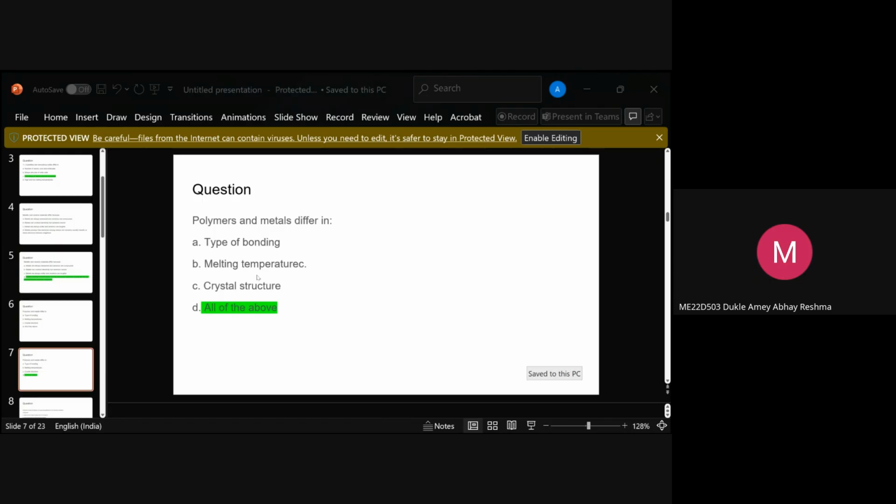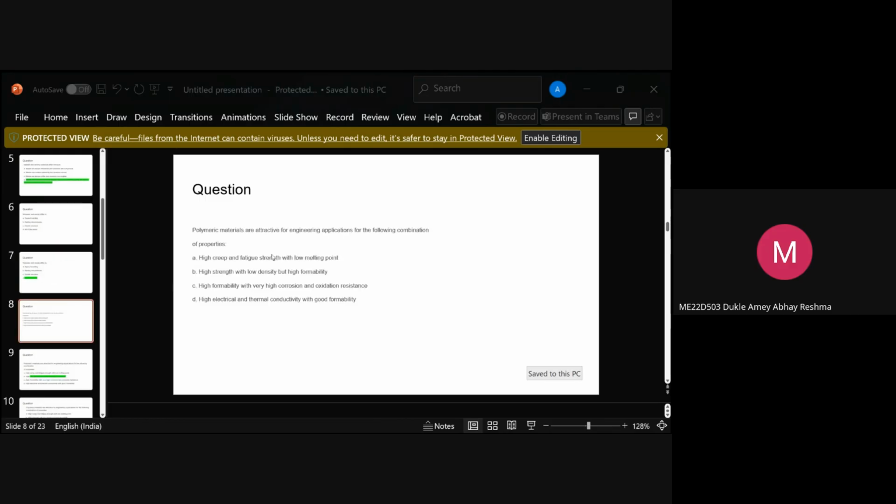In case of metals and polymers, the bonding structure is different. Melting temperature, obviously, polymers melt at lower temperature. Metals usually melt at higher temperature. And crystal structure, usually polymers are amorphous in nature, though there can be some crystalline materials, and metals are usually crystalline in nature. So basically, they differ in all the parameters.